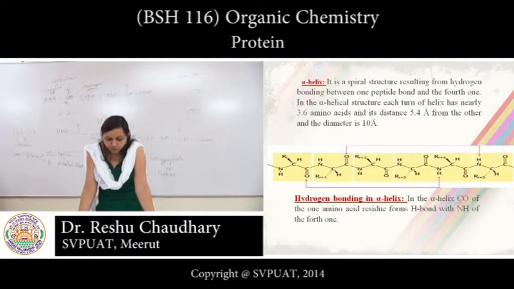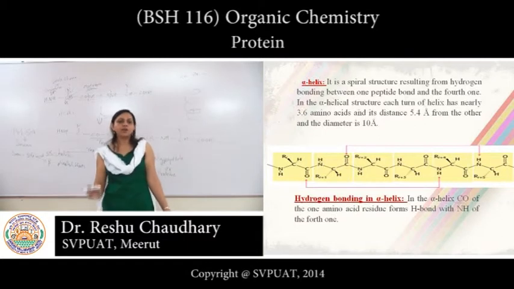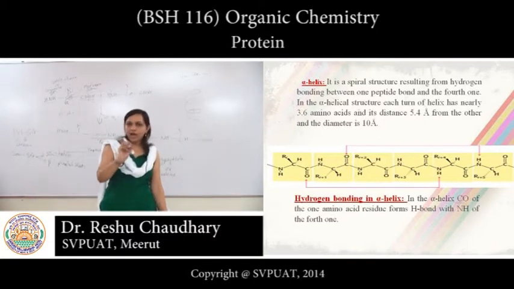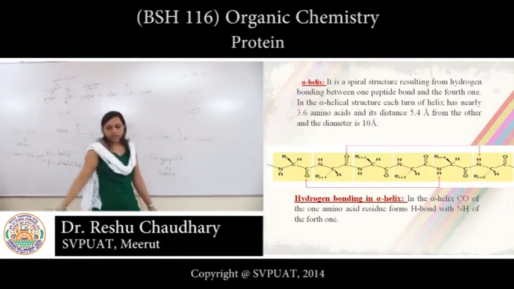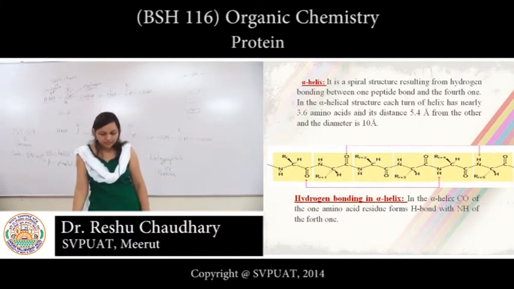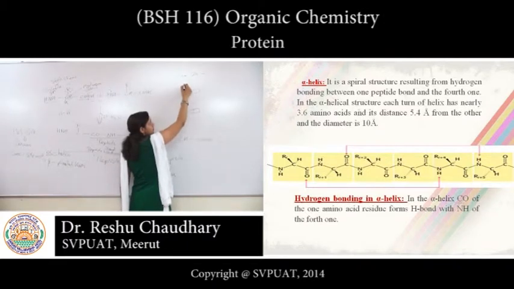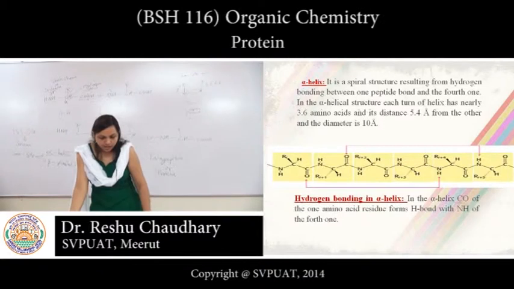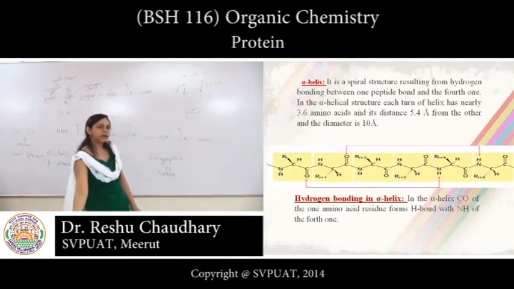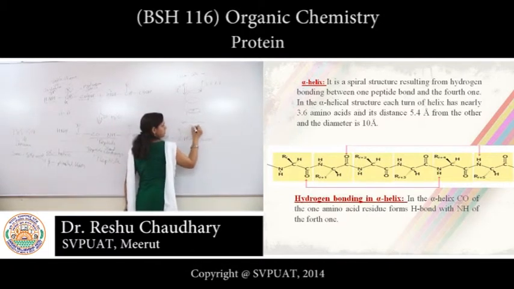The helical structure arises due to resonance in the peptide linkage and hydrogen bonding between NH and CO, between the hydrogen of the amino group and the oxygen of the carboxylic acid group, by which the turns of the helix are formed. In the alpha helical structure, each turn of the helix has nearly 3.6 amino acids and its pitch is 5.4 angstrom. The diameter of the helix is 10 angstrom.